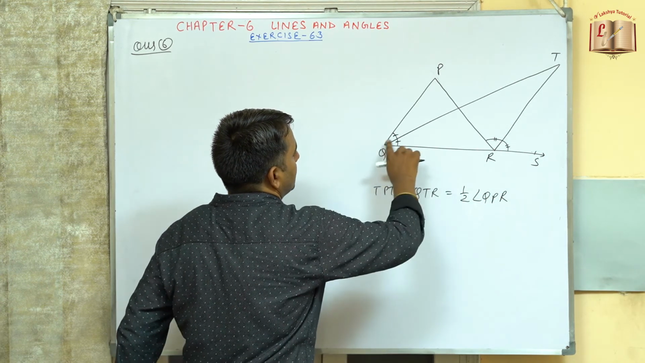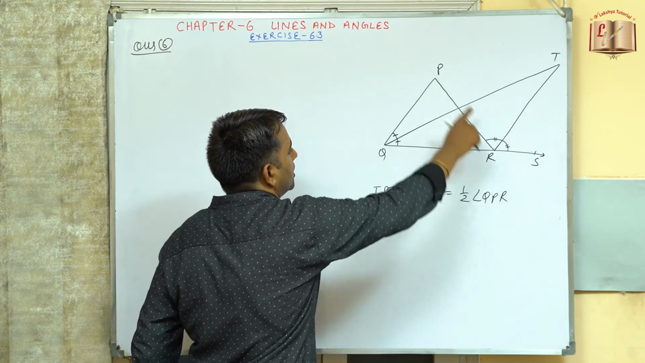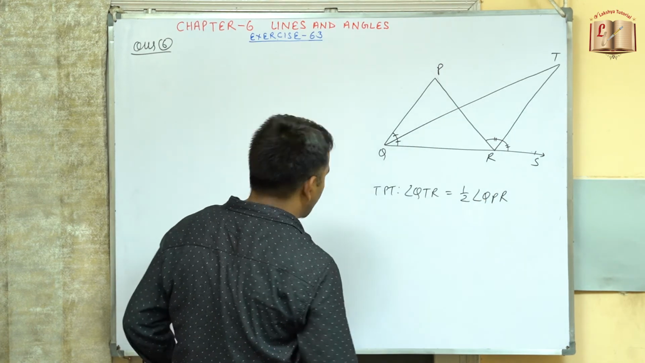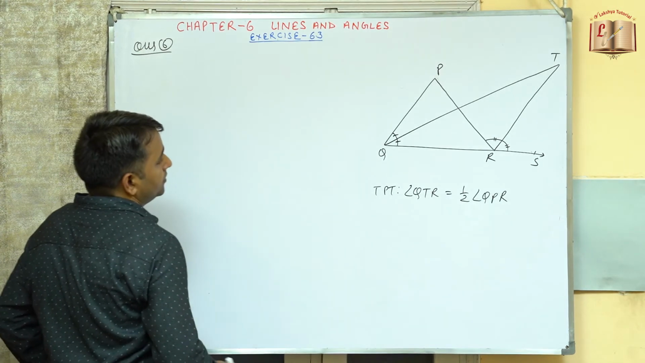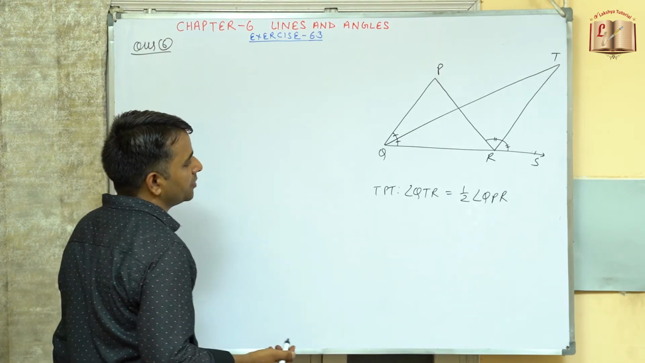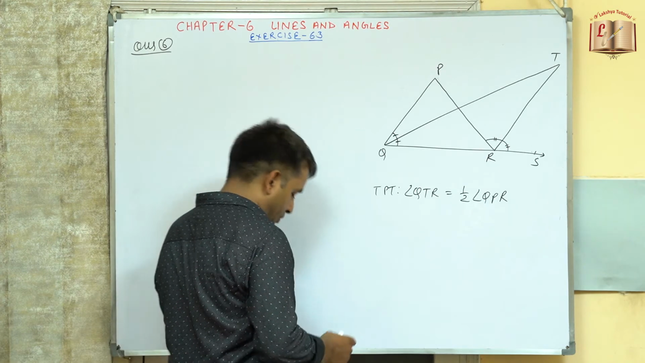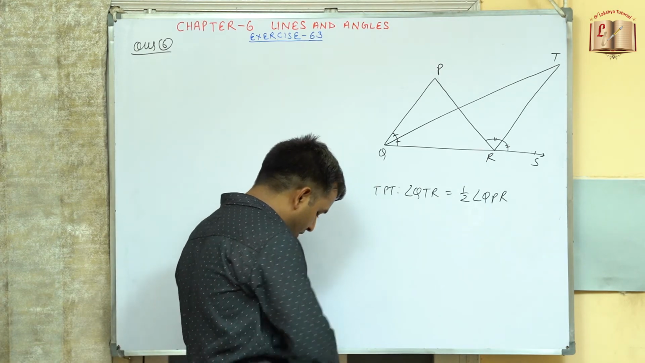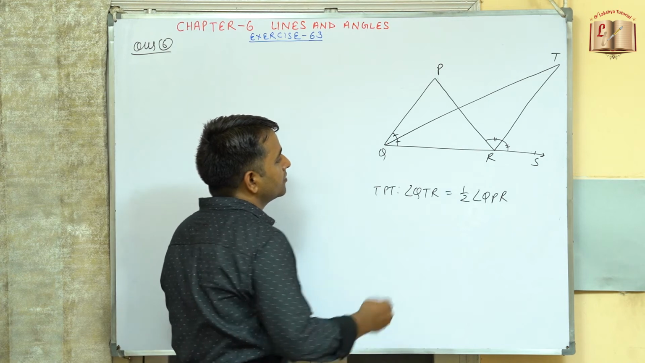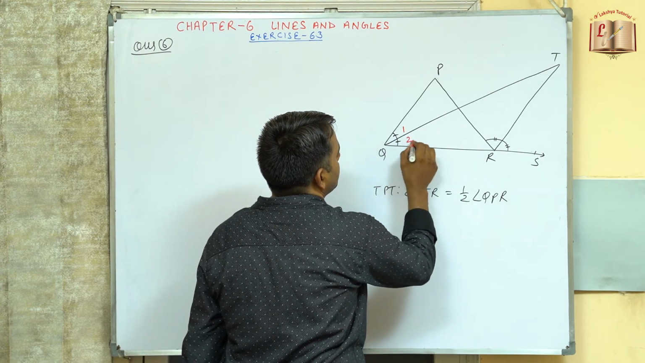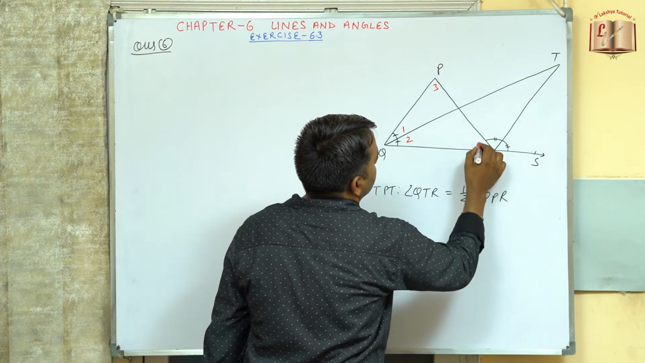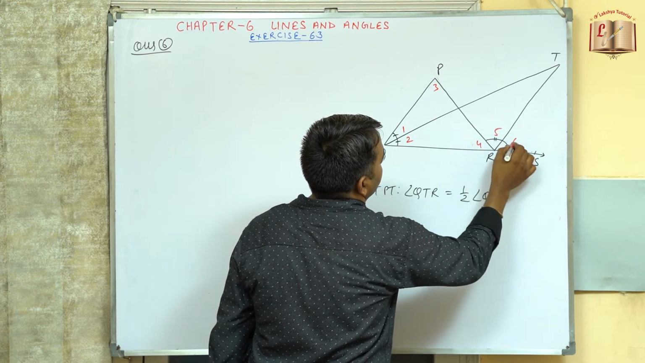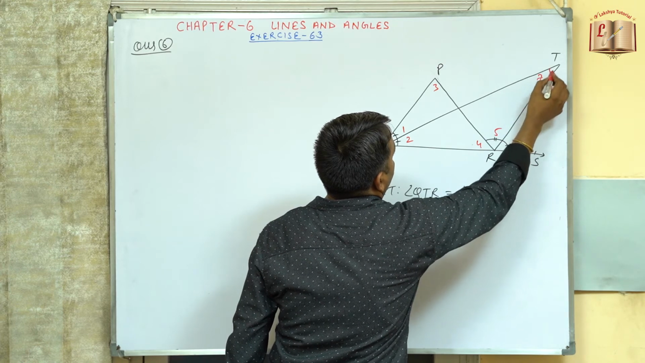Now see that QT and RT both are the angle bisectors. First of all, it's better to mark the angles because it will be easier for you to understand. Suppose I have marked this angle 1, this is angle 2, this is 3, and take this as angle 4, this is 5, this is 6, and this is angle 7.